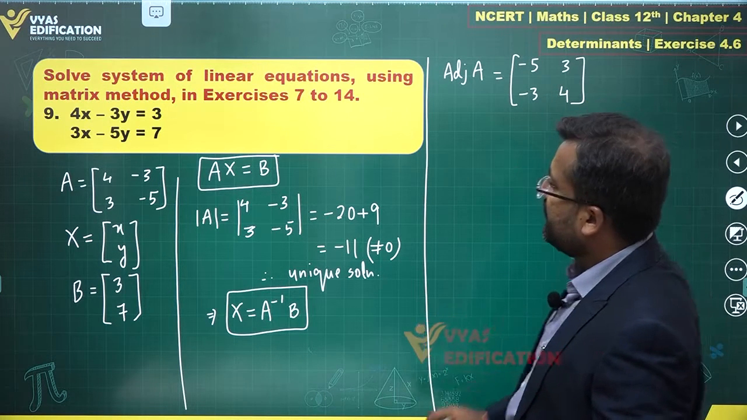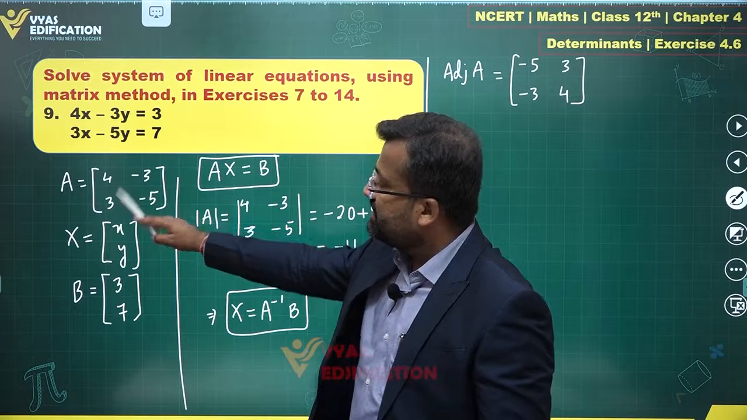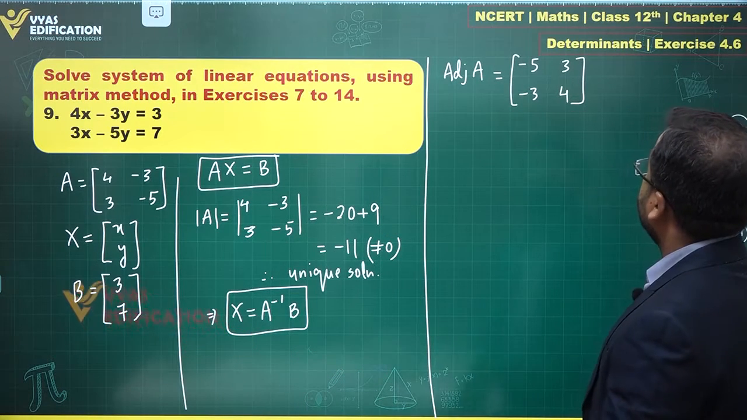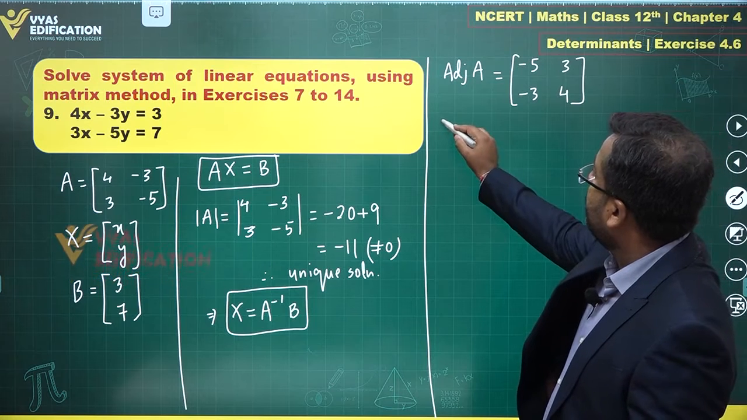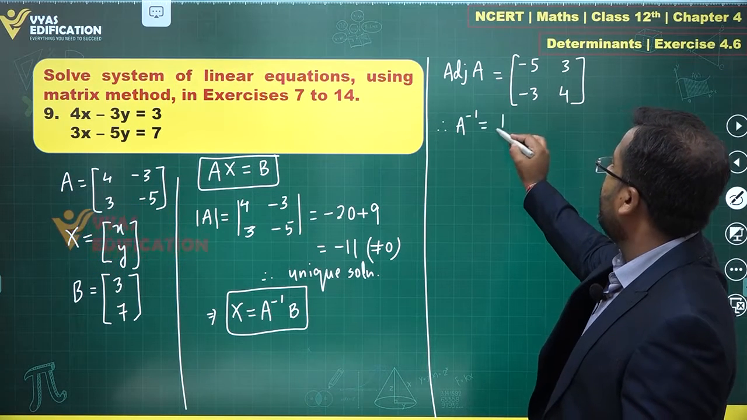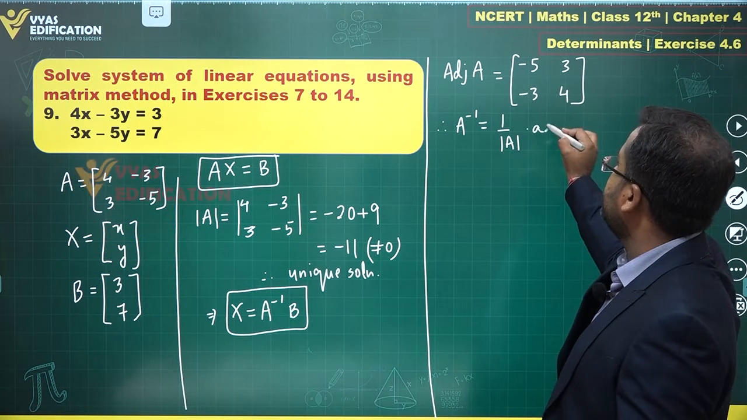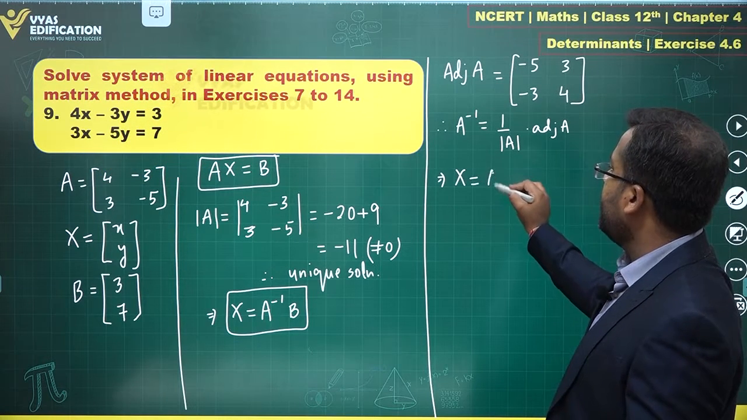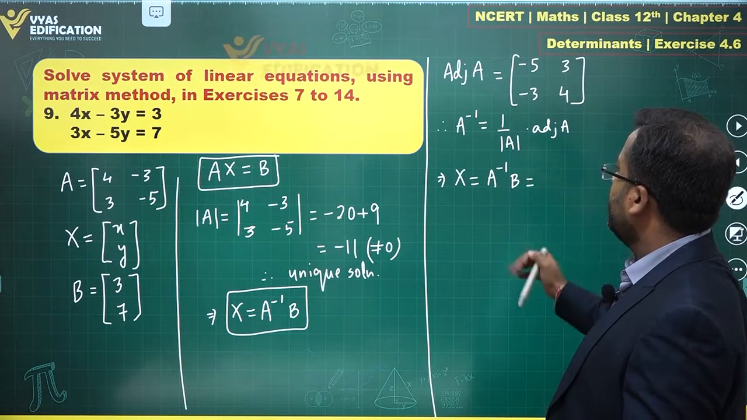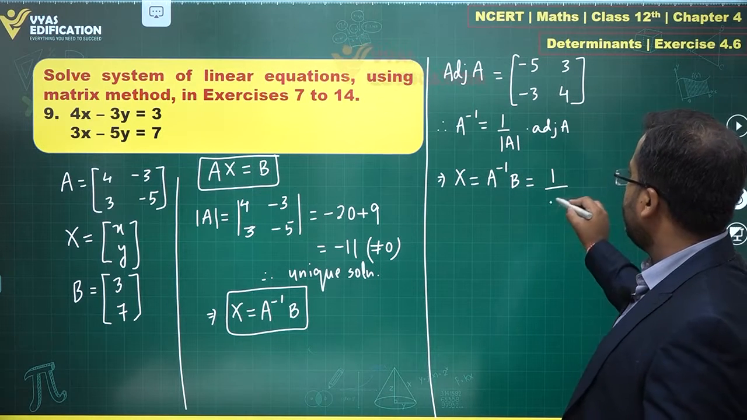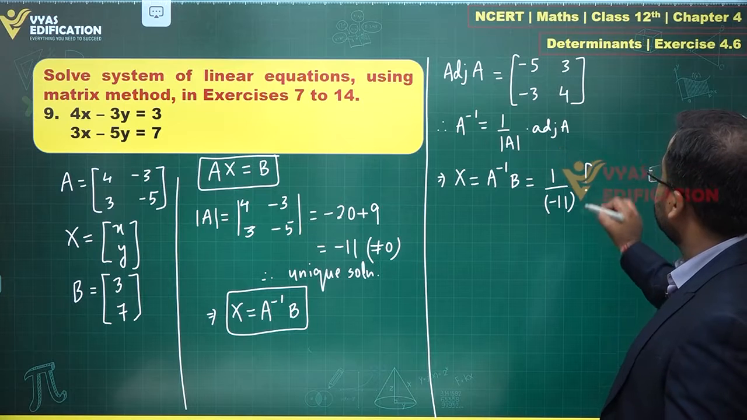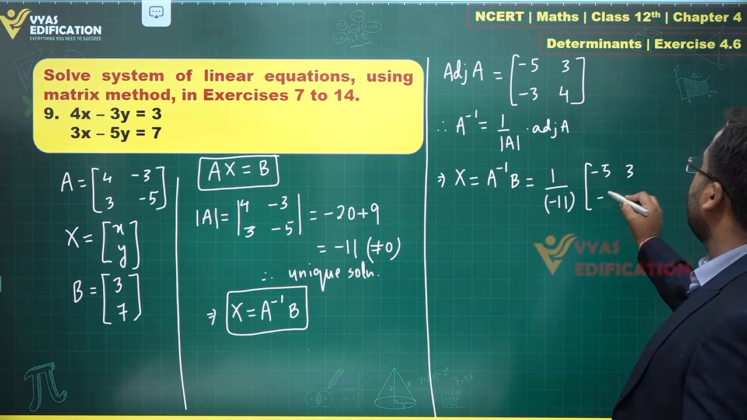Right? We have introduced an extra minus over here, this becomes 3, this becomes minus 3 over there. We are not interchanging them, we are introducing an extra minus, right? So adjoint of A is known, therefore A inverse is 1 over determinant of A times adjoint of A. Implies X equals A inverse times B. What is that? 1 upon determinant of A, 1 upon minus 11. Adjoint of A will be this: minus 5, 3, minus 3, 4.